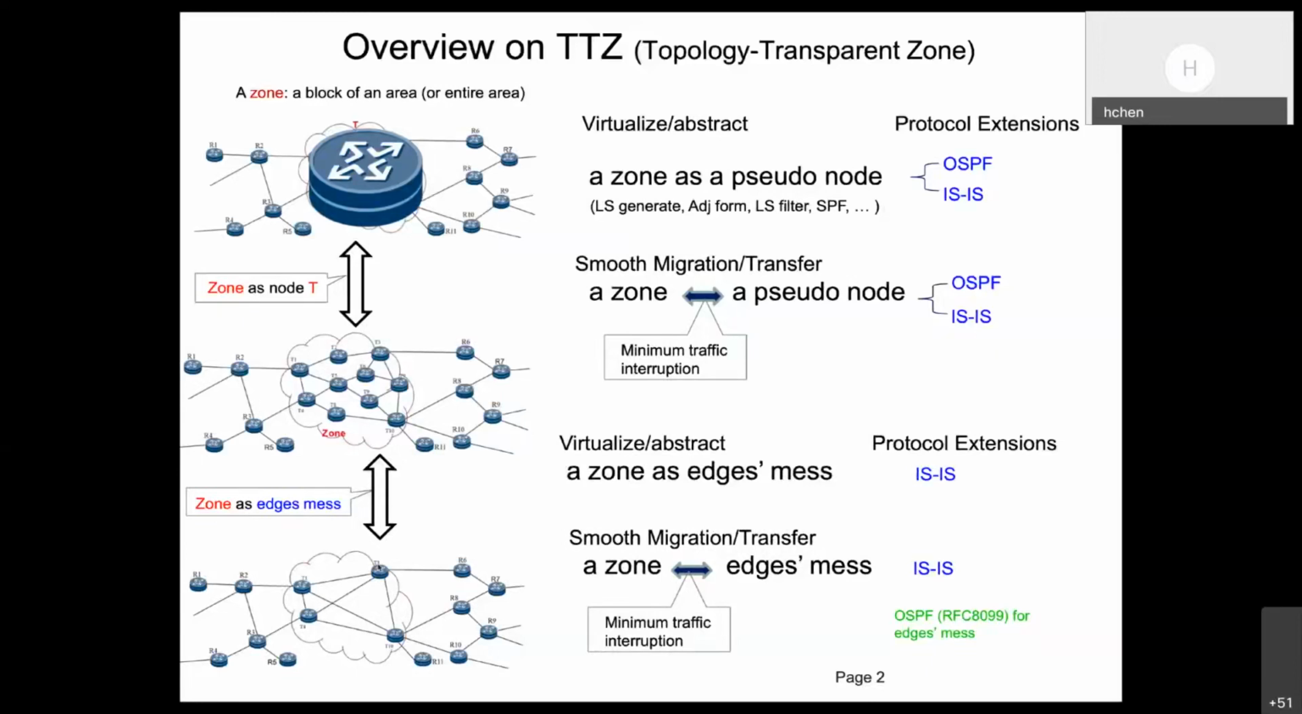So in this case, we can transfer the pursuit node back to zone. Then we can split zones or whatever, transfer zones, or abstract different zones to pursuit nodes again. For this kind of abstraction from zone to pursuit node, and transferring the pursuit node back to zone, we have solutions in the draft. We have solutions from the OSPF point of view and from the IS-IS point of view. So this is one big part in the existing draft right now.